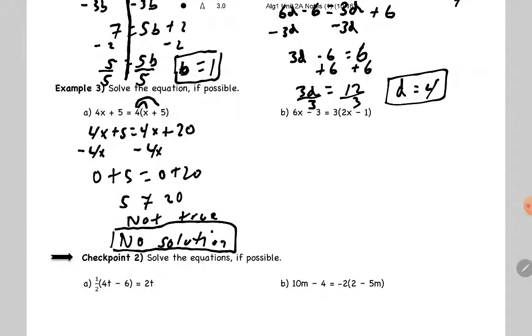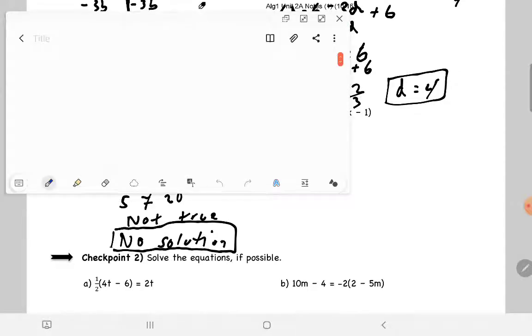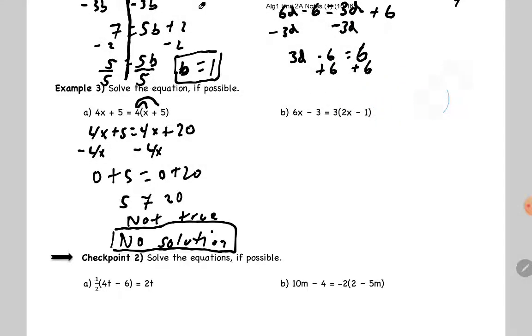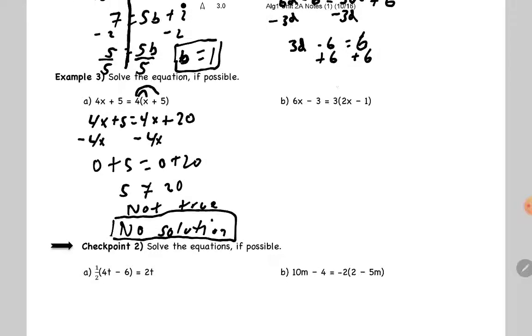So here, let's erase that a little bit here. And so I have 6x minus 3 equals 3 times 2x, which is 6x. 3 times negative 1 is negative 3. Okay. So I'm going to subtract 6x from both sides, and once again we're going to get that 0 thing. So 0 minus 3 equals 0 minus 3. This is a true statement.